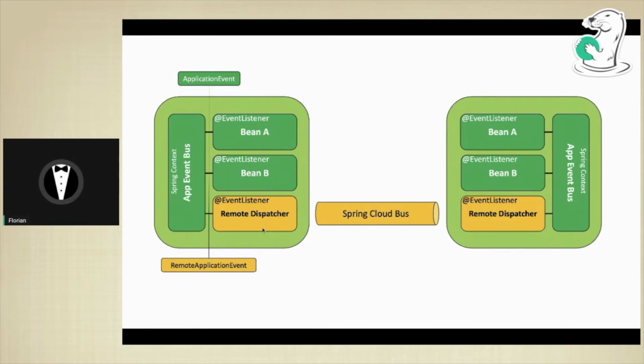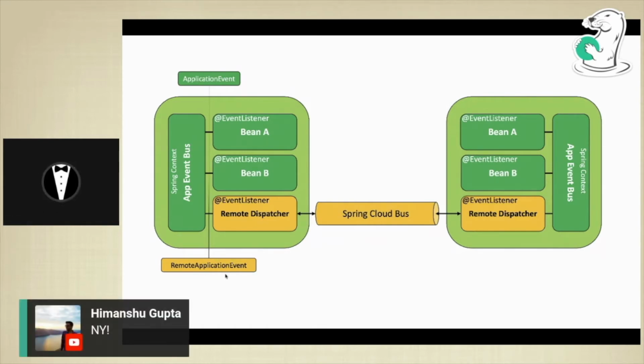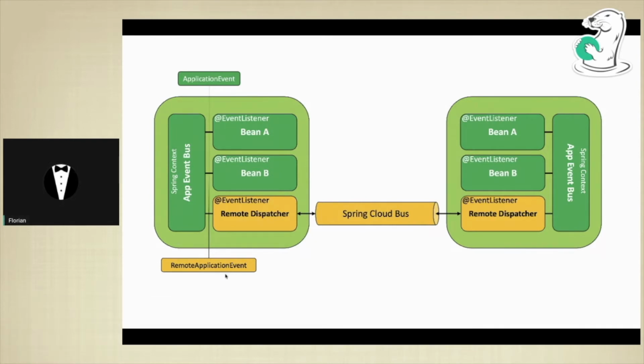And whenever a RemoteApplicationEvent is sent from within an application, that remote dispatcher will receive that event, and identifying it as a RemoteApplicationEvent will know that it now has to send that event through the Spring Cloud Bus abstraction layer and via the broker to the remote end. That's pretty much all there is to Spring Cloud Bus. It's quite a neat little mechanism that wires itself into your application if you add it to your dependencies, and then you're good to go to send messages back and forth between applications.